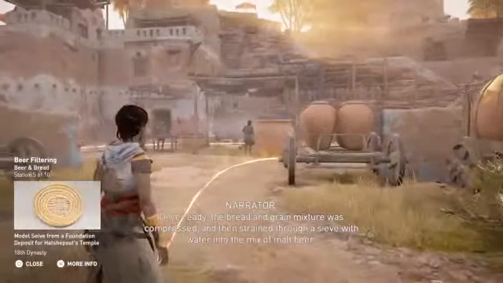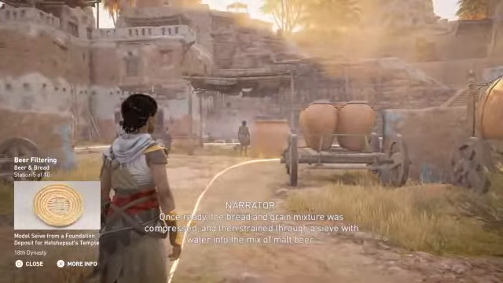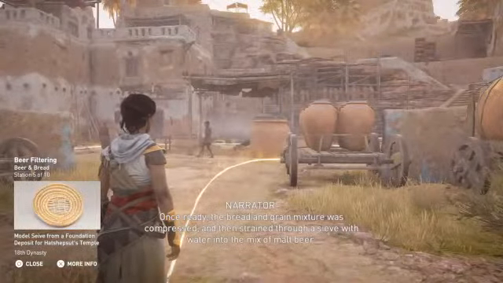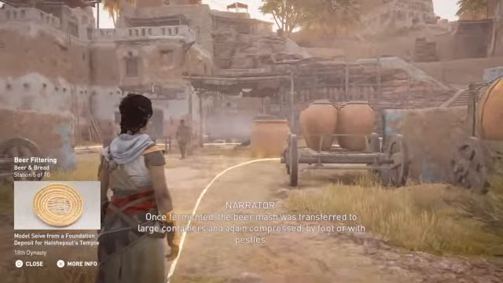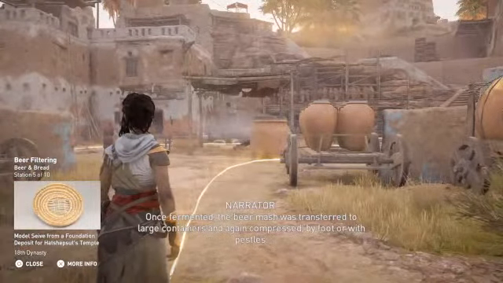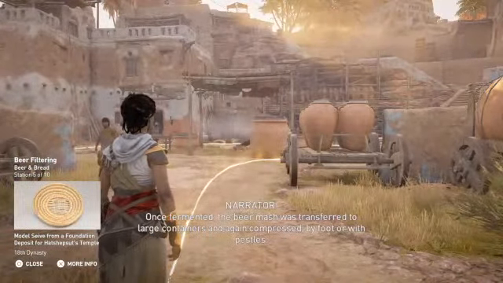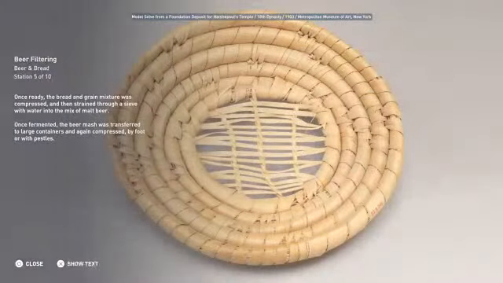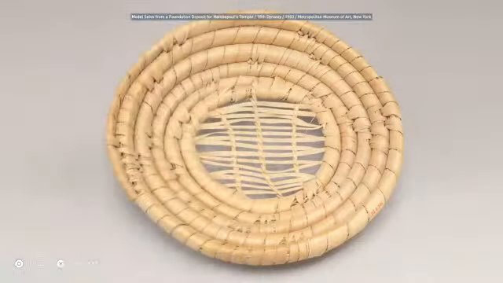Once ready, the bread and grain mixture was compressed and then strained through a sieve with water into the mix of malt beer. Once fermented, the beer mash was transferred to large containers and again compressed by foot or with pestles. There you see the model of it, 18th Dynasty, 1903, Metropolitan Museum of Art in New York.